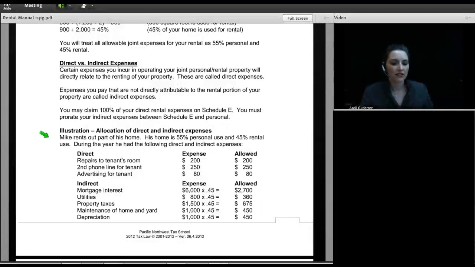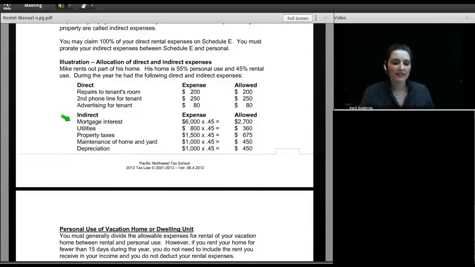So let's take a look here at an allocation of direct and indirect in this illustration. Mike rents out a part of his home. His home is 55% personal use and 45% rental use. During the year, he had the following direct and indirect expenses. Direct expenses mean that they're attributable to the tenant. He wouldn't have had these expenses if he didn't have a tenant, including repairs to the tenant's room, costing $200, a second phone line for the tenant's use, and advertising for the tenant. All of those expenses, $200, $250, and $80, would be allowed in full on Schedule E.